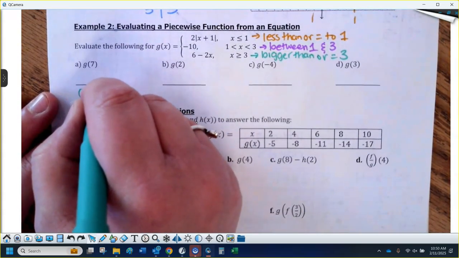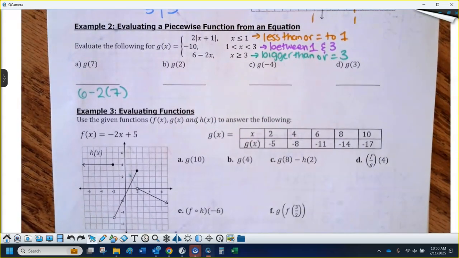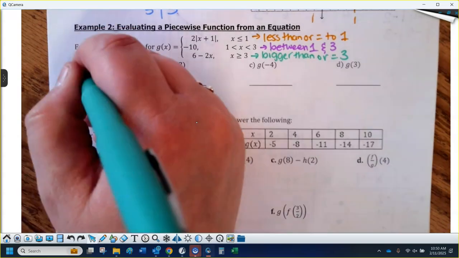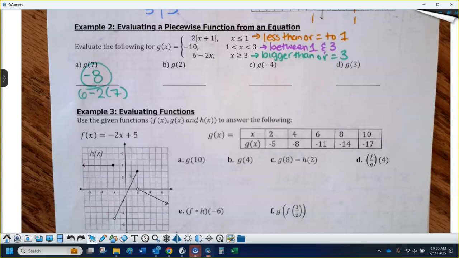So this would be 6 minus 2 times 7. I'm using that third piece because that's the category that x value would fall into if we had a picture on the graph. And then we can just evaluate this. So this would be 6 minus 14, so we're going to get negative 8. So that would be my actual answer. But you've got to figure out which piece to plug it into.